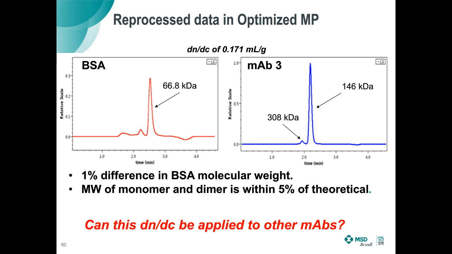So we reprocessed our BSA and MAB3 using the dN/dC of 0.171. And now we see the molecular weight of BSA is 66.8, which is very close to the expected molecular weight. For our MAB3, we see very close to the expected molecular weight, and now our HMW corresponds to that of the dimer. So the next question we had is, can this dN/dC be applied to other MABs as a platform?